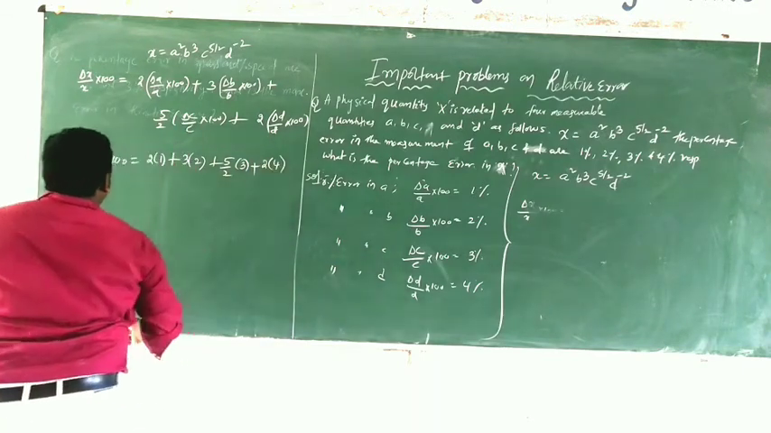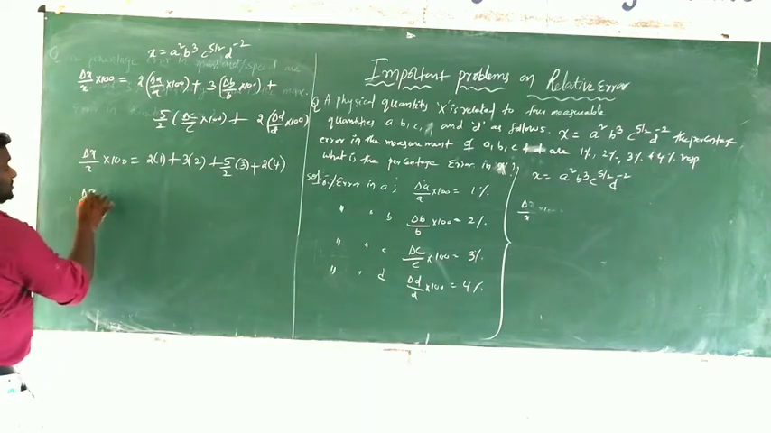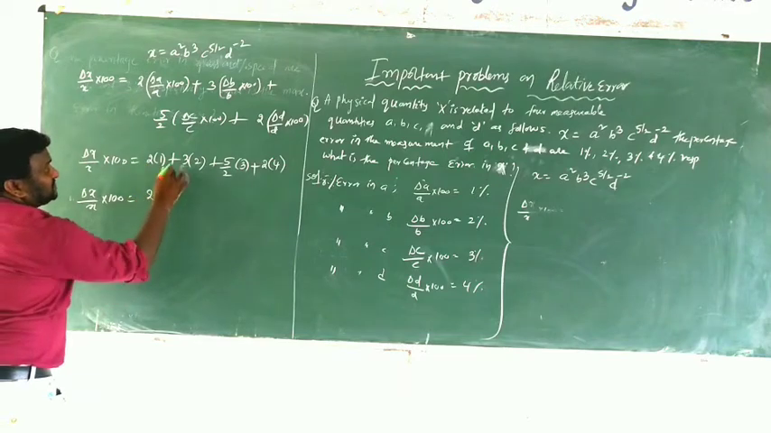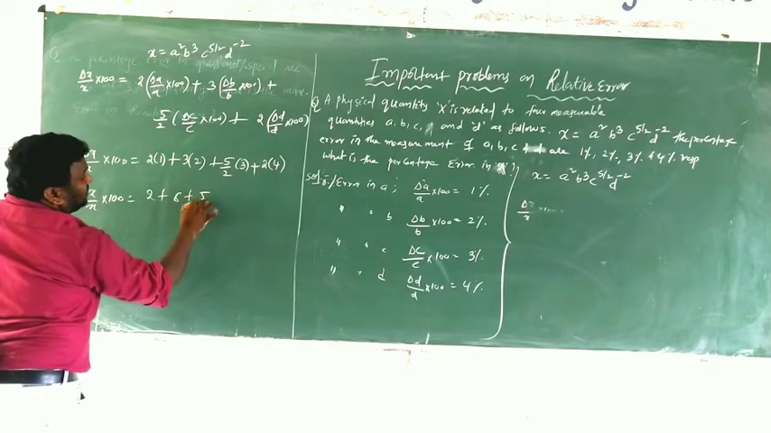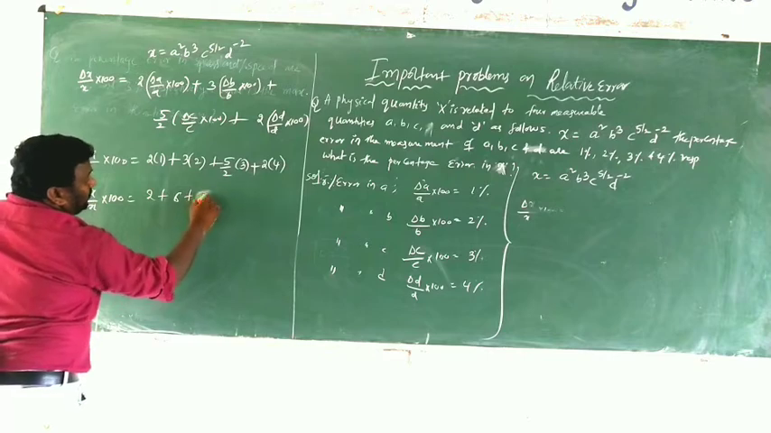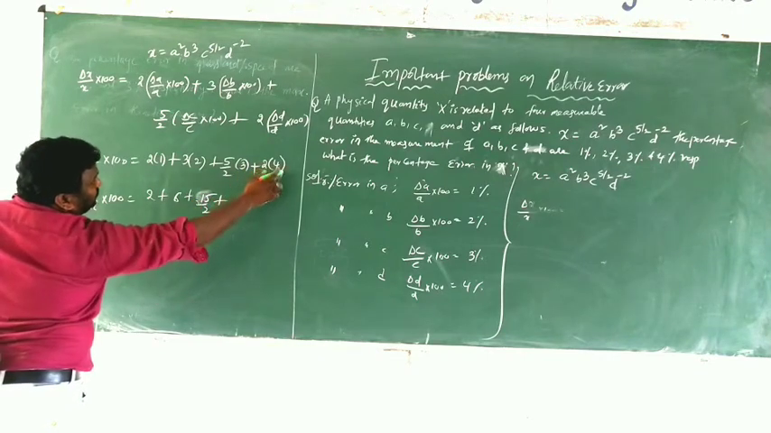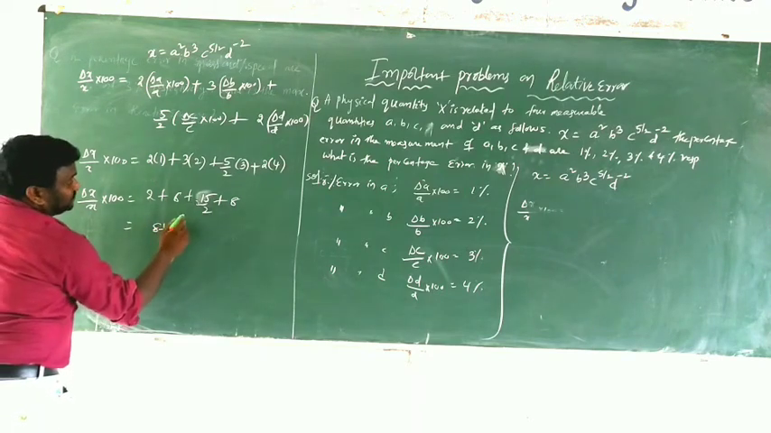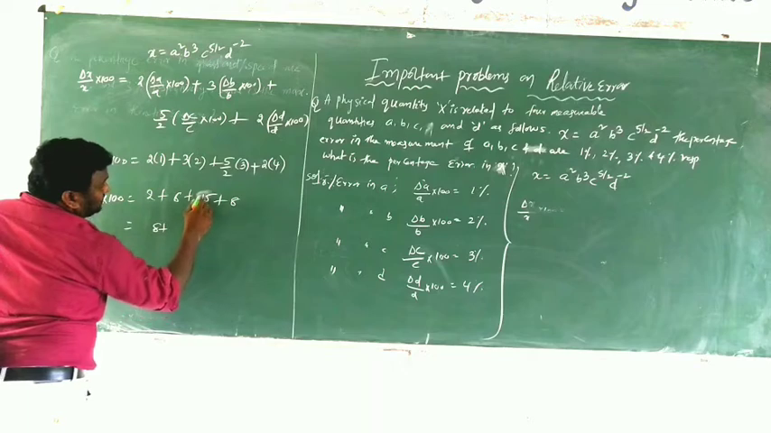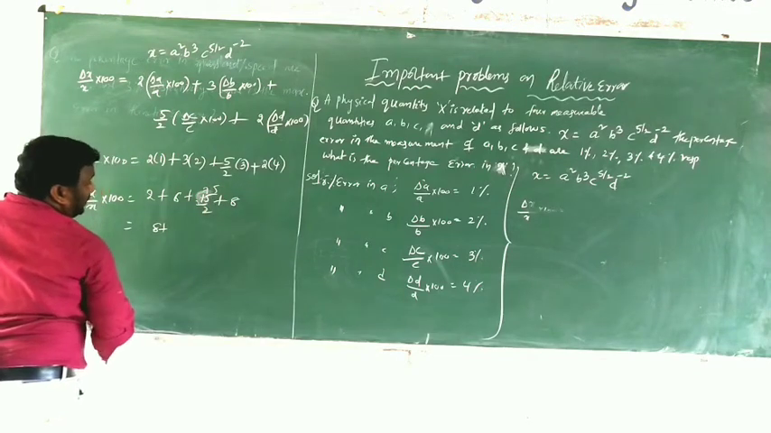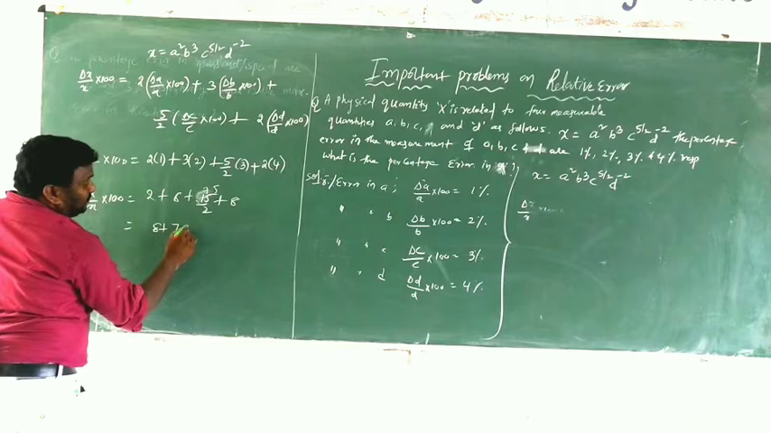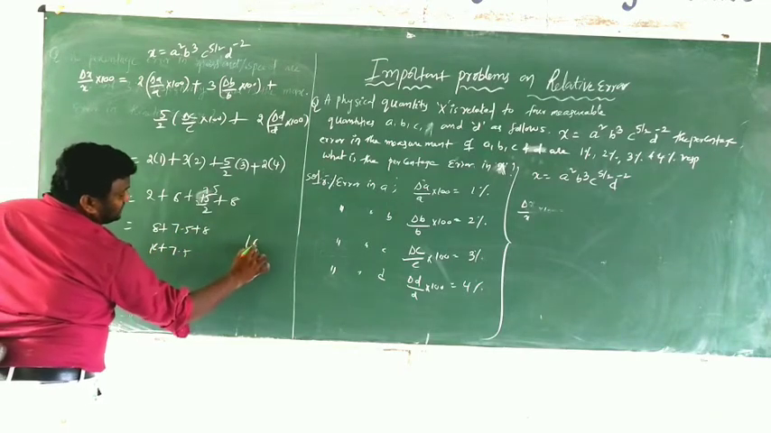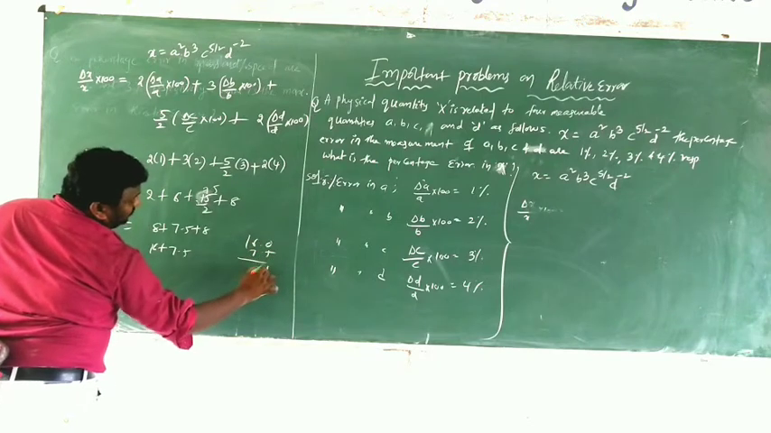Now delta X by X into 100 is equal to 2 into 1, 2, plus 3 into 2, 6, plus 5 by 2 into 3, 15 by 2, plus 2 into 4, 8. So 2 plus 6 is 8, and 15 by 2 is 7.5. 8 plus 7.5 plus 8. So 16 plus 7.5. What do you get?